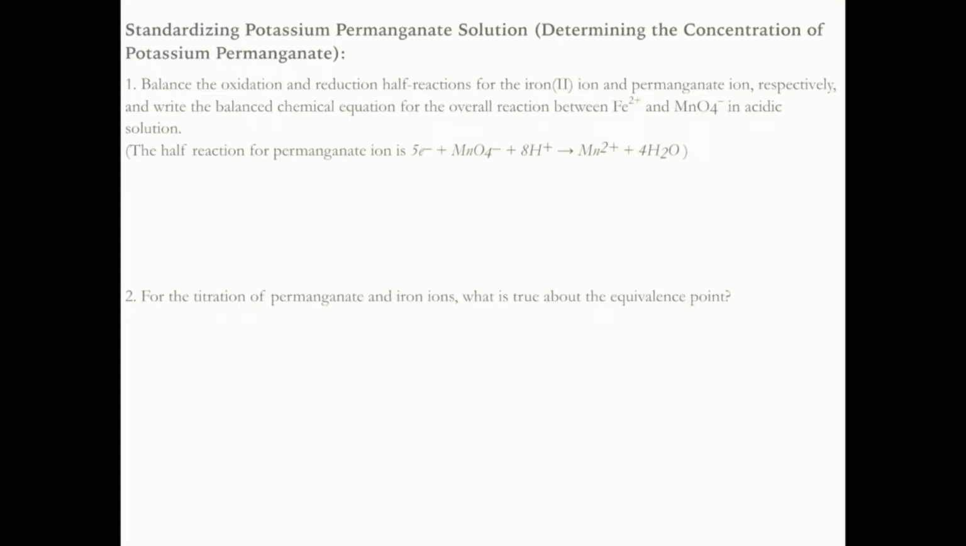So the first thing I need you to do is to balance the oxidation and reduction half reactions for the iron 2+ ions and the permanganate ion, and then write a balanced chemical equation for the overall reaction that occurs. Okay? And then once you're done, I need you to answer this question. For the titration of permanganate and iron ions, what is true about the equivalence point?